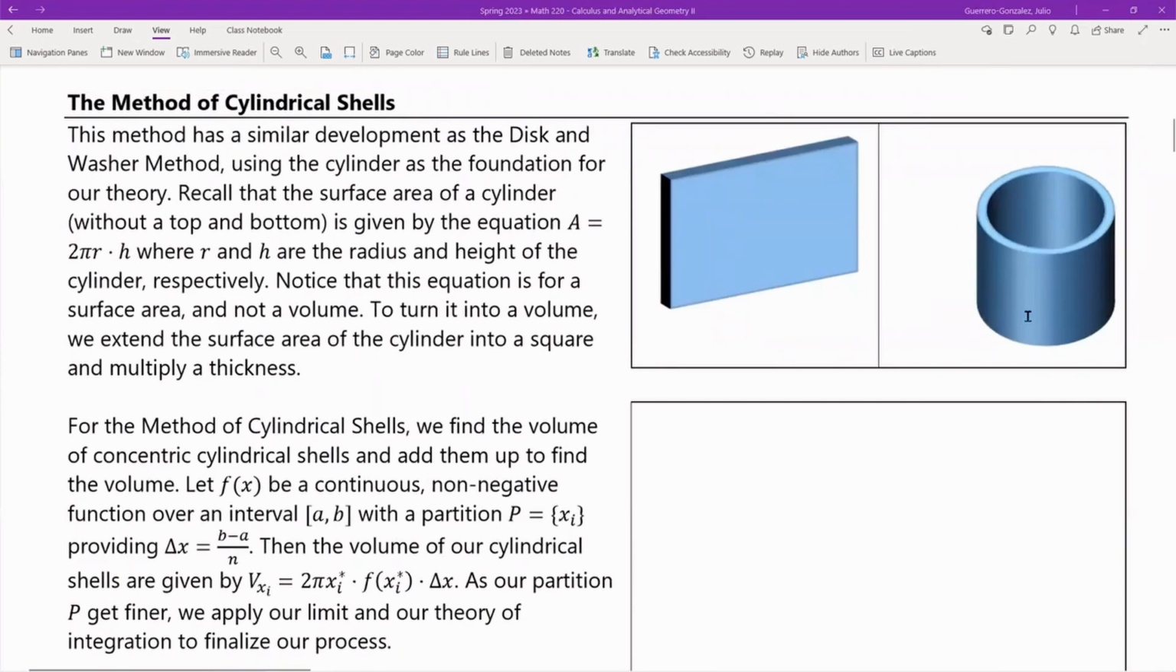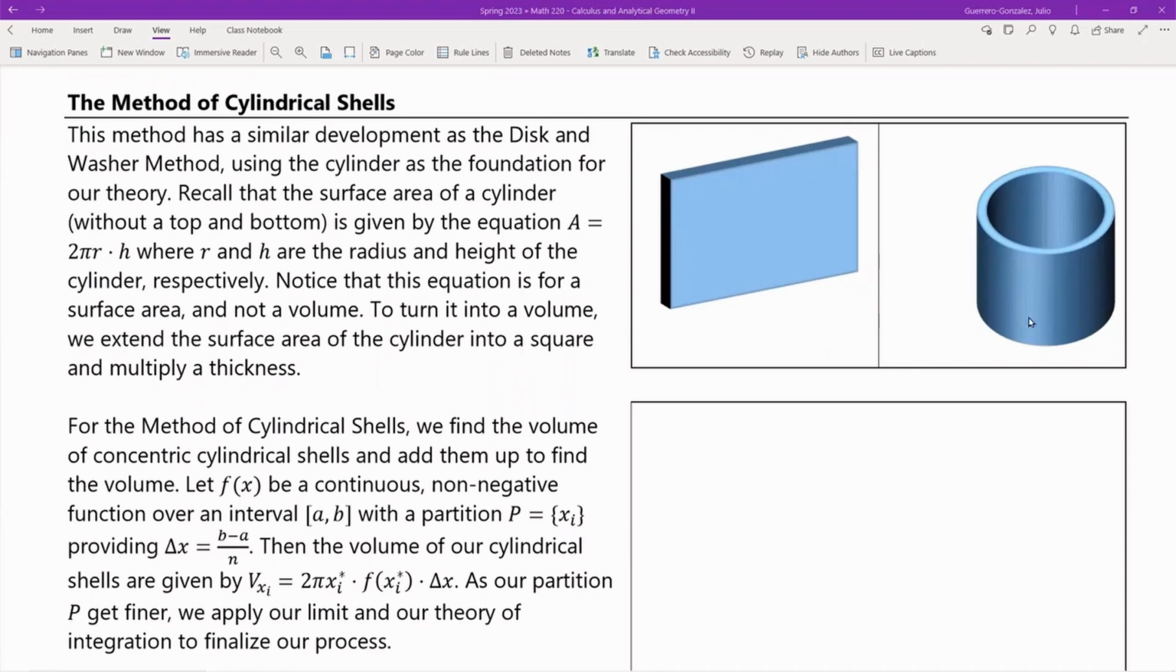As the method suggests, we're going to be using cylindrical shells. So picture soda cans. We're going to be making soda cans that start out really small and grow to something really big. We add up all of those soda cans together and we get a volume. That's the idea, really quick. But now let's build up the theory.